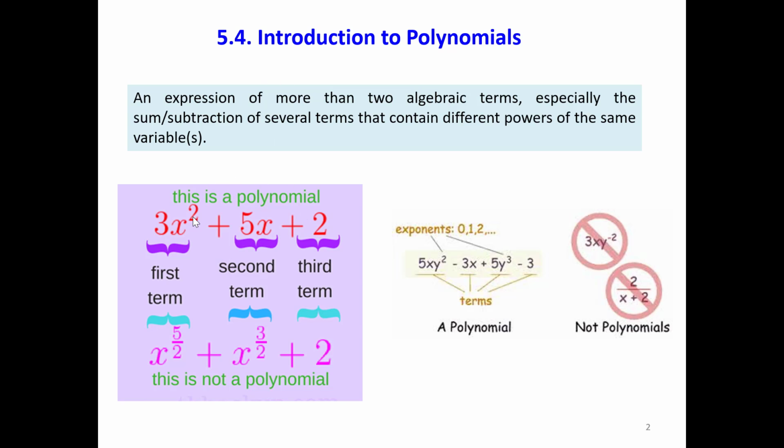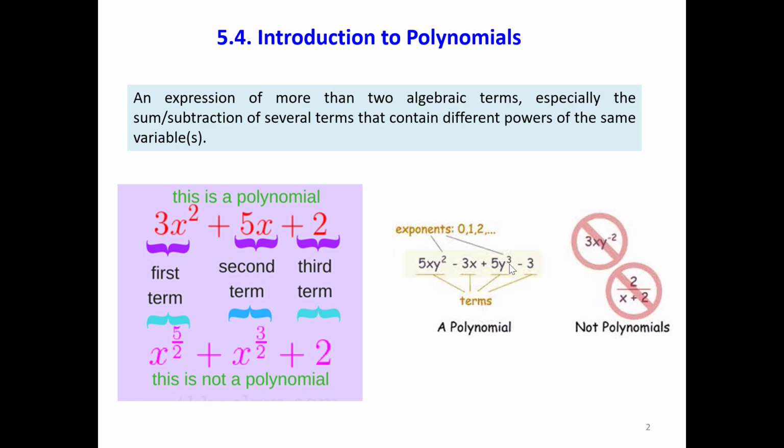The terms can be added or subtracted, as in this case we add. The terms also may contain different powers of the same variable. In this case, we have just x, and the power is the second power. This is the first power. Or they may contain different variables, for example, x and y. Here we have the same variable with the same power, but here we have a y variable with the second and the third power.